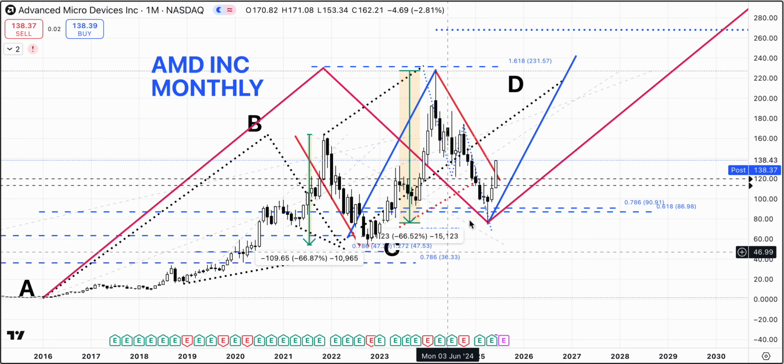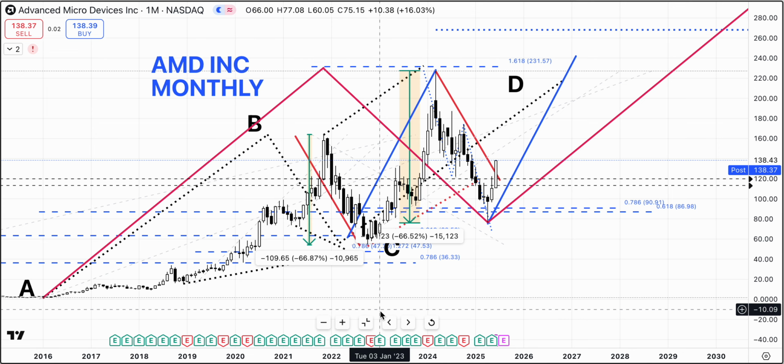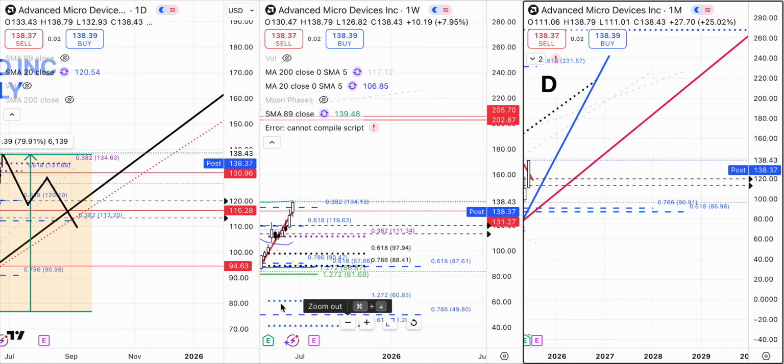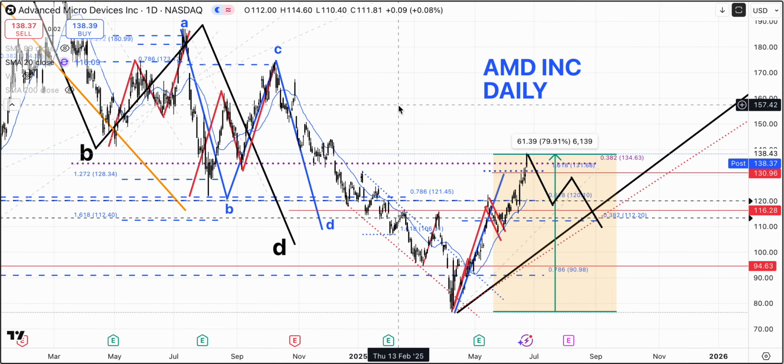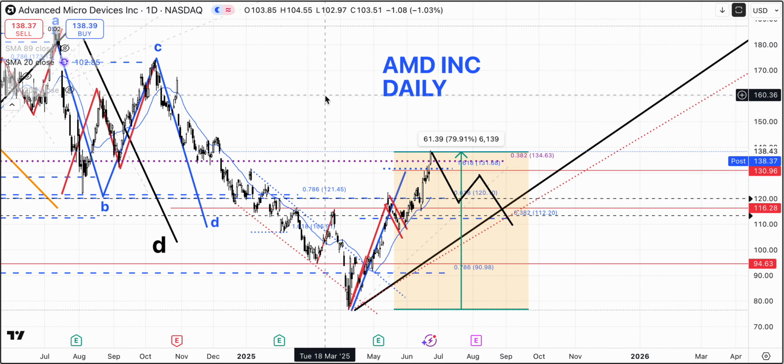So we can combine our patterns of ABCD, Fibonacci retracement, expansions, and projections with a candlestick, and we have a very nice methodology to go by. So there we go. This is what we are watching in the stock of AMD.